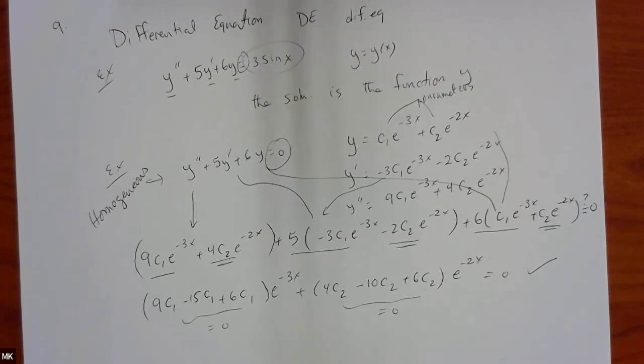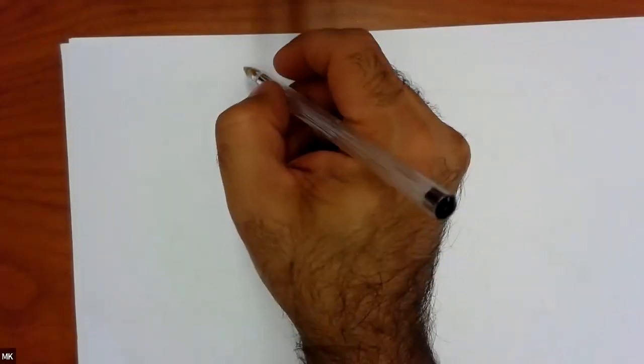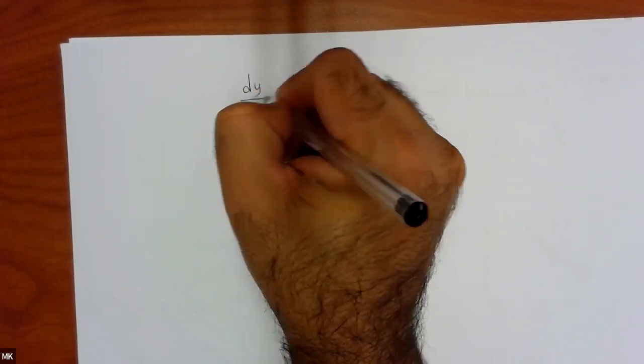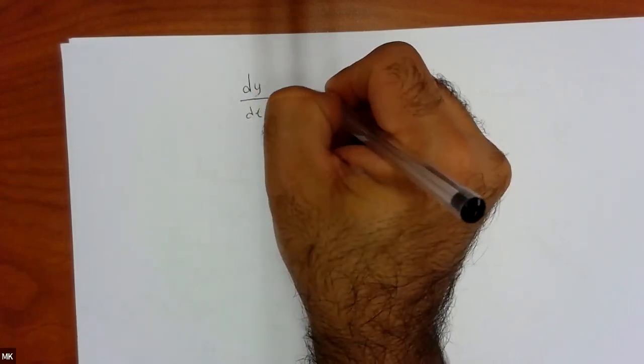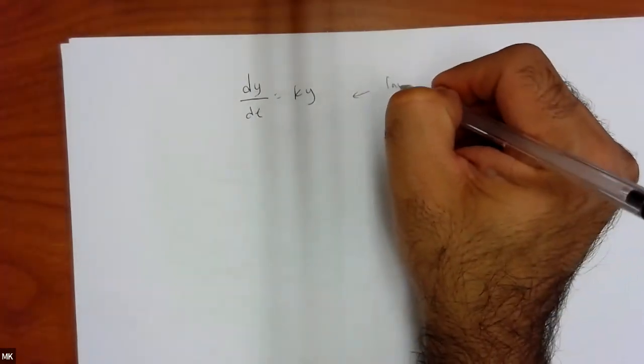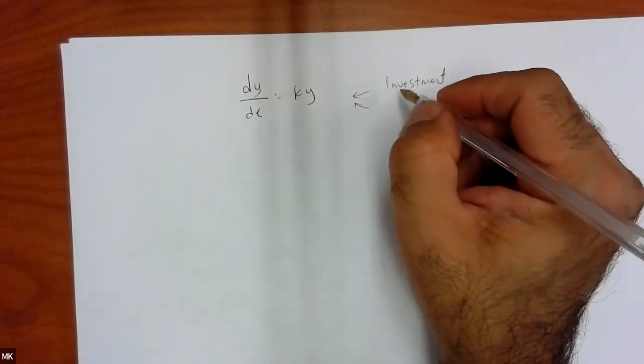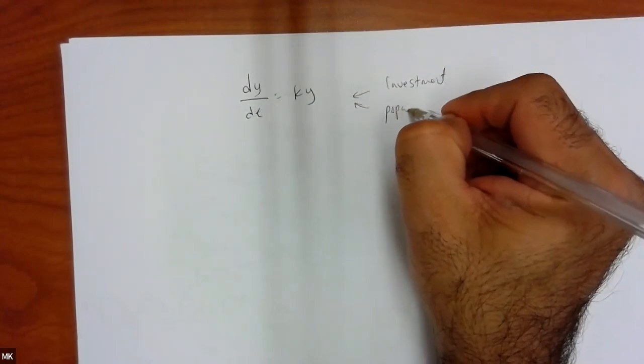Some classic models that we can use differential equations to set up and solve: any kind of amount that changes constantly. So dy/dt is a constant multiple of y. This will be your investment. This will be, and I will solve this for you guys. Actually, this will be your population growth.